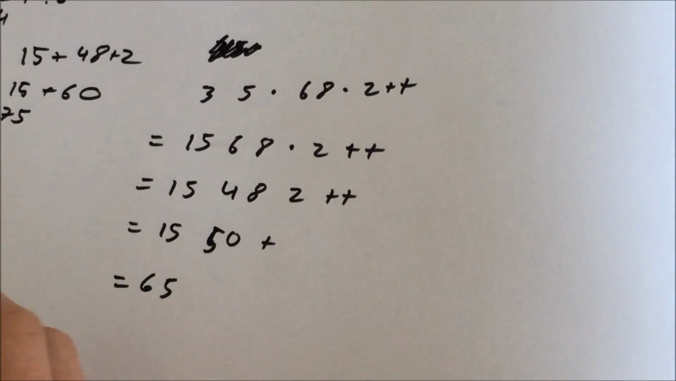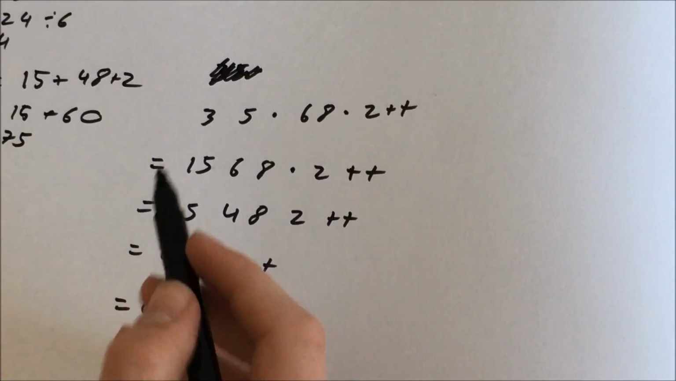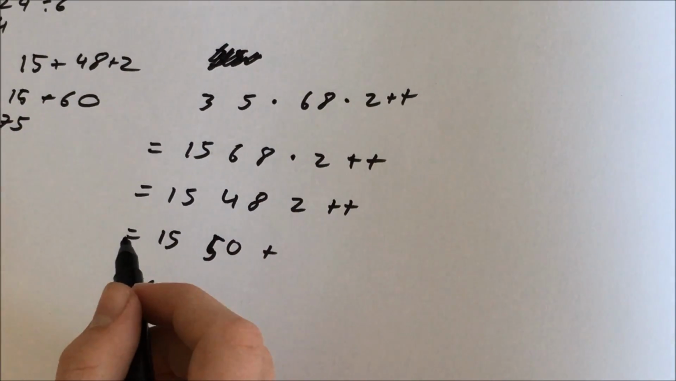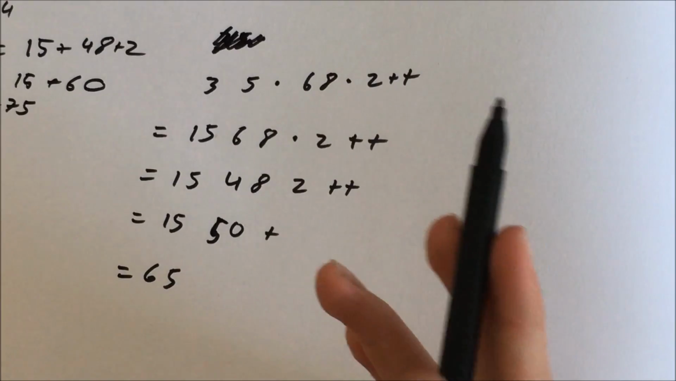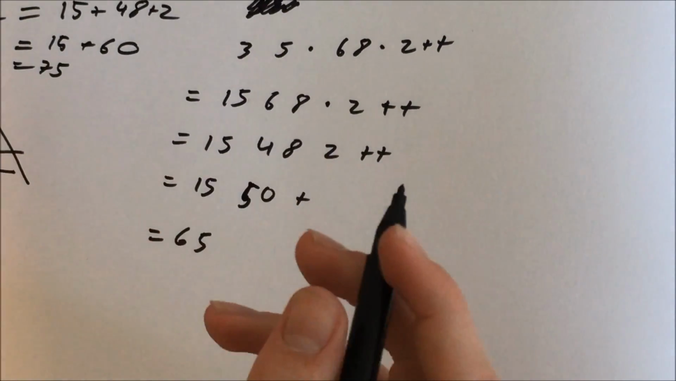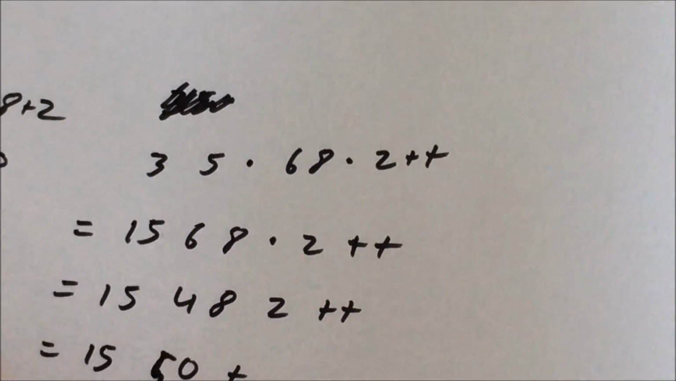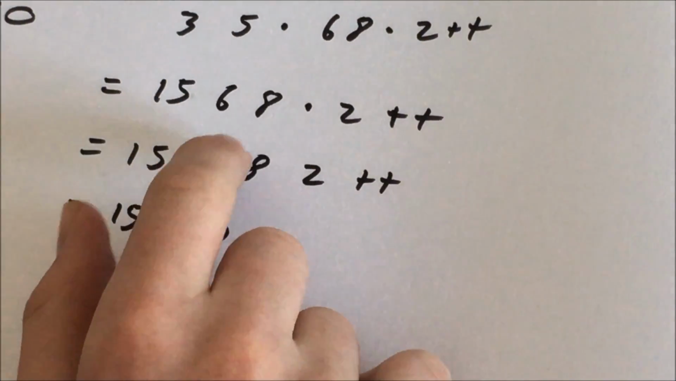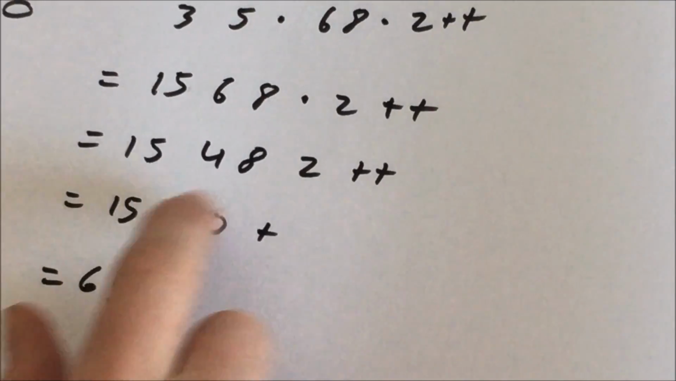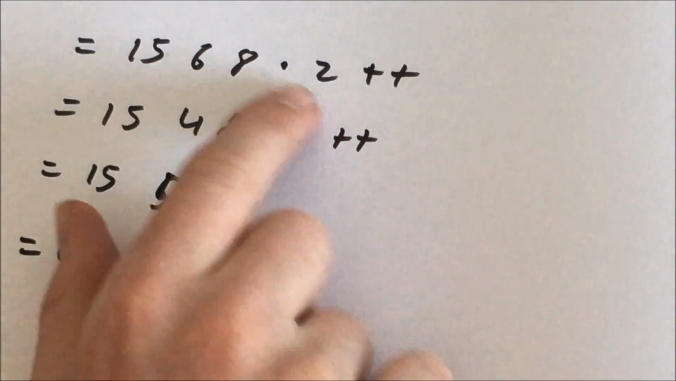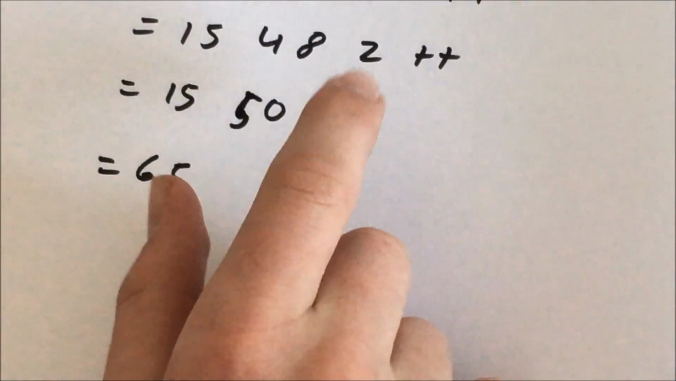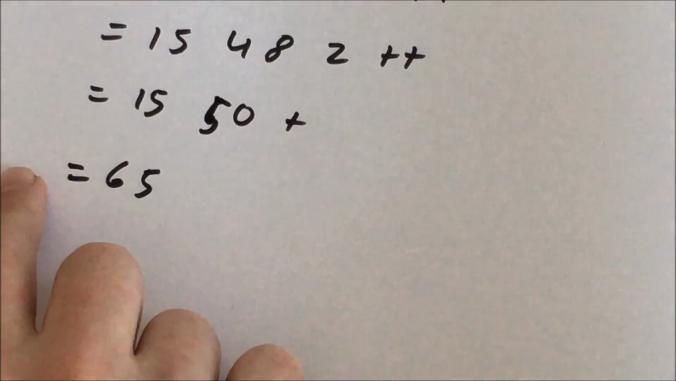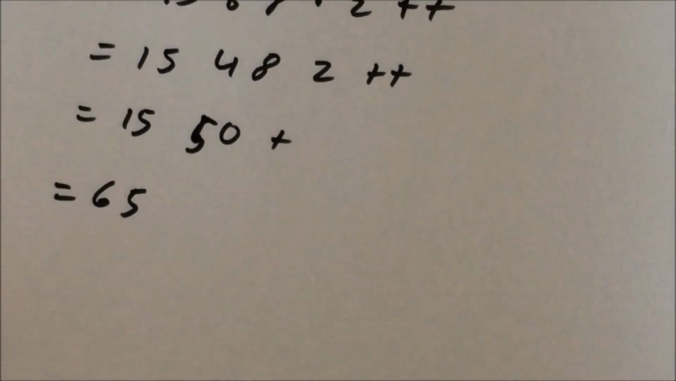So we look for the first operation, then do that operation to the two previous numbers. Then we look for the next operation, do that to the two previous numbers, and so on. The times occurs on the 3 and the 5, making 15. Then the times occurs on the 6 and the 8, making 48. Then we have this plus, which occurs on the 48 and the 2, making 50. And another plus to round it all out to 65.